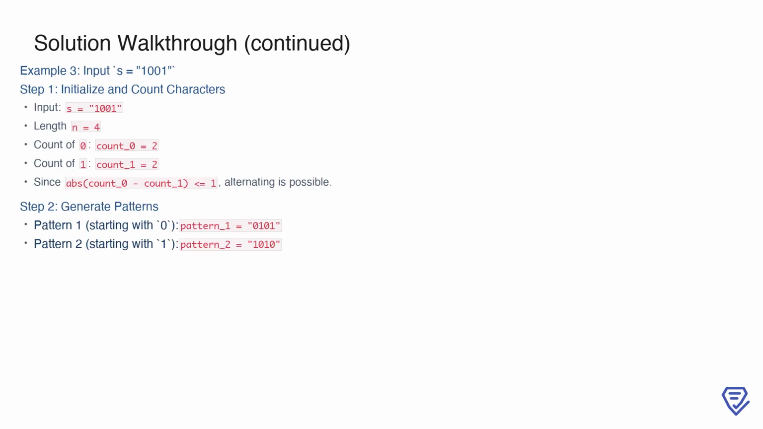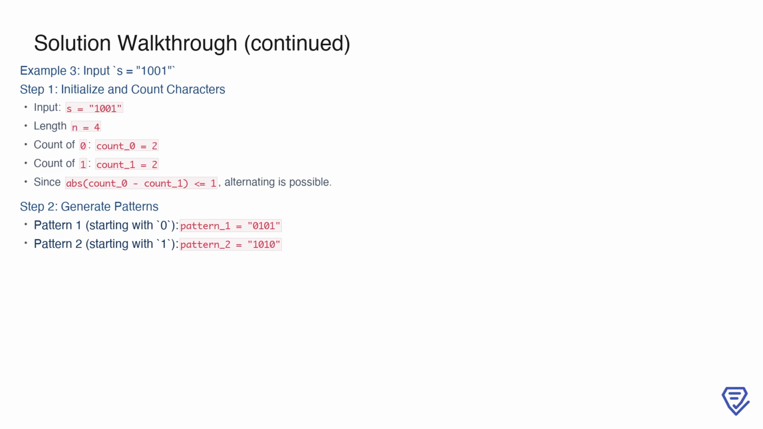In the third example, the input string is s equals 1001. First, we initialize and count the characters. The length of the string is 4, with count_0 equal to 2 and count_1 also equal to 2. Since the absolute difference between count_0 and count_1 is 0, which is less than or equal to 1, it's possible to transform the string into an alternating binary string.